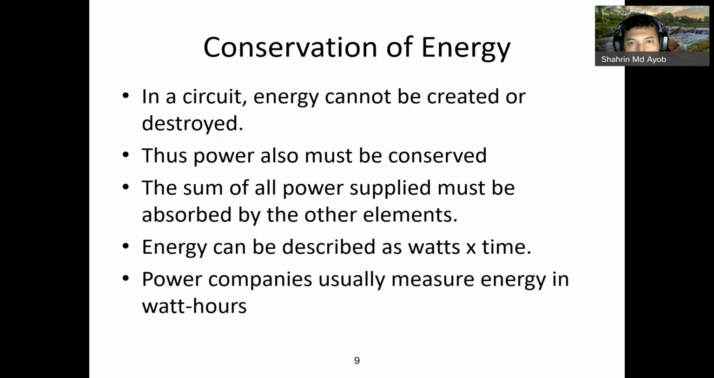So the conservation of energy is related to the conservation of power. Energy cannot be created or destroyed, meaning that the power also must be conserved. So the summation of all power supplied must equal the power absorbed by other elements. And the energy, whose unit is joule, is not the same as power. Energy is watts multiplied with time, and the unit is joule. Usually our electrical bills are not charged on power in watts, but on energy. In general, energy is in joules, but in electrical systems it is better to use watt hour, or sometimes kilowatt hour, which refers to energy.